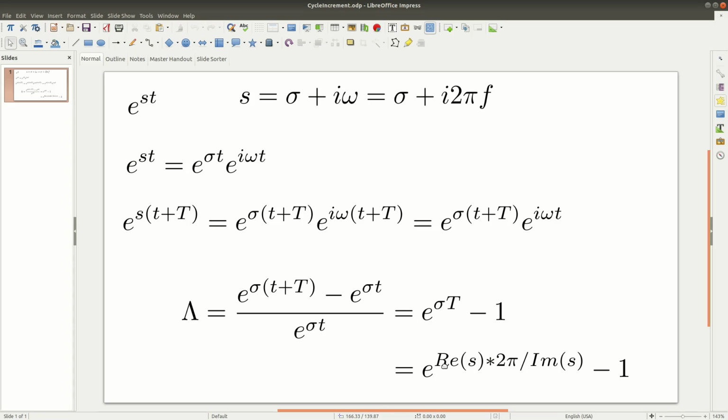So with the convention of Tx, it would be exponential of the real part of s, so the growth rate, times 2 pi divided by the imaginary part, minus 1. So it's convenient because you can easily interpret it. If gamma is greater than 0, it means that your mode is growing. If it's 0, it's neither growing nor decaying. And if it's negative, then you have a decaying mode, so a stable mode. So it's another way of looking at growth rate.